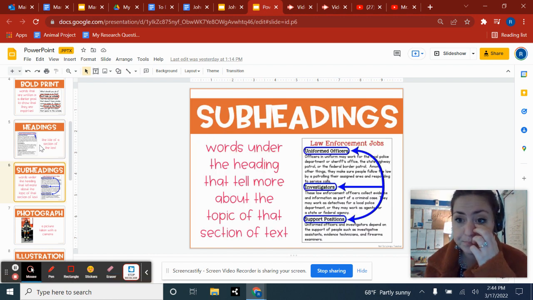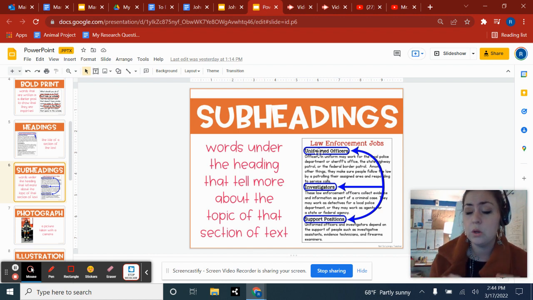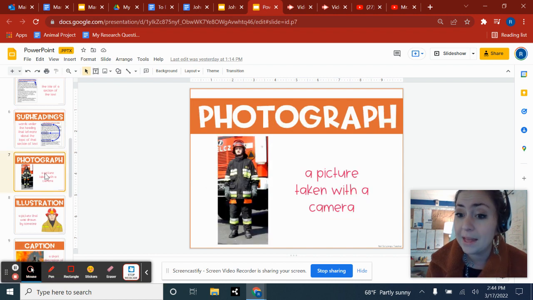Subheadings are a little trickier. So notice here, law enforcement jobs, that's the main heading, the big heading. But these are subheadings, and we know the word sub means under or below, kind of like subway is a train under the ground. Submarine is a ship under the water. These are titles or headings under the main title. All right, photograph, that's pretty easy, right?